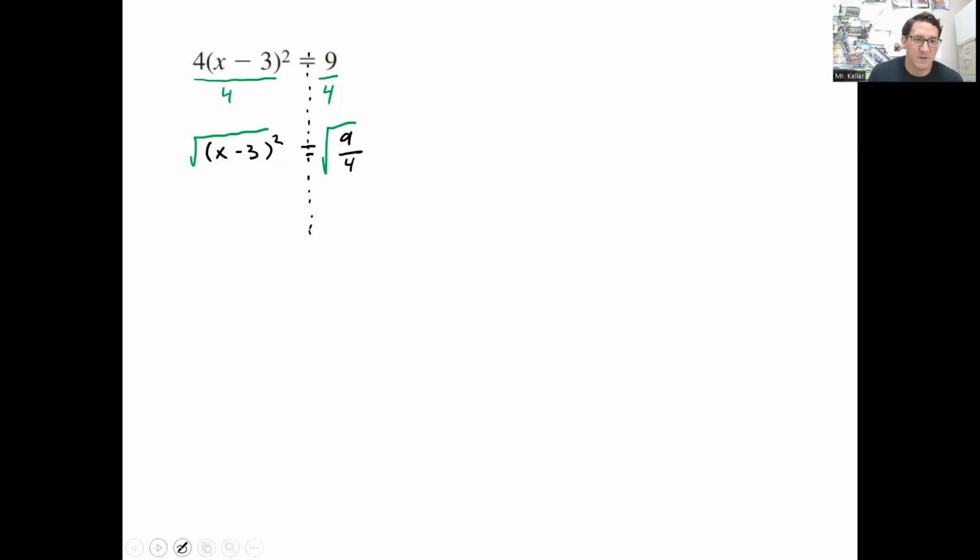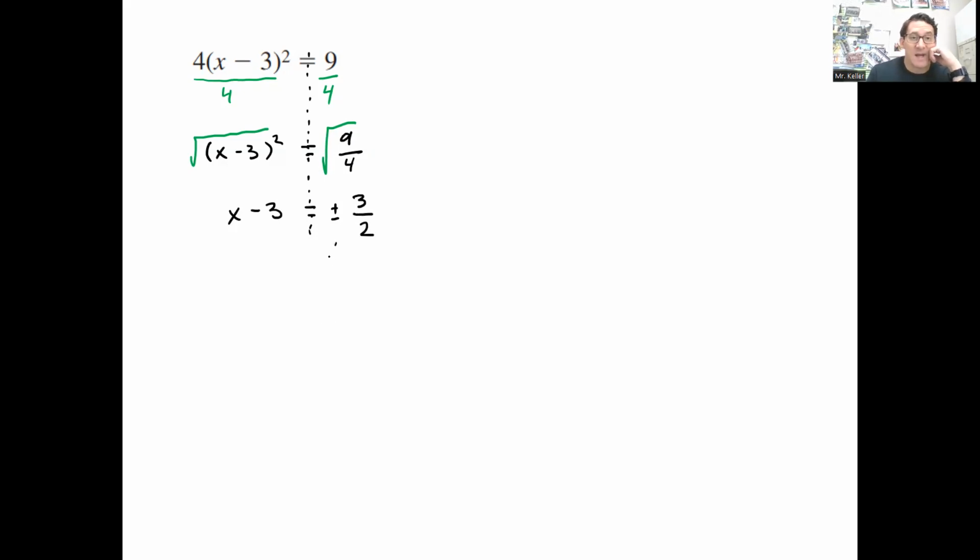So deal with this. On the left side, the square and the square root cancel out, so I just have x minus 3. Over here, I can just take the square root of the top and bottom. We can go back and look at our lesson on radicals here. This can be plus or minus. The square root of 9 is 3, the square root of 4 is 2. So plus or minus 3/2.